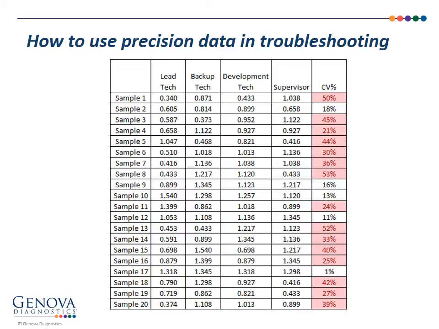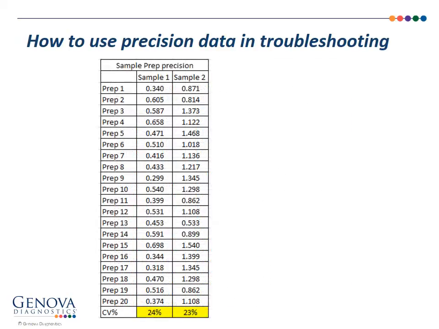So the development tech ran those 2 precision studies that we just talked about. He took 2 samples at 2 different levels, and he prepped them 20 times on the same batch. And we got CVs of 23 and 24%. And for this assay, that's pretty bad. Typically, this assay had CVs around 15%.